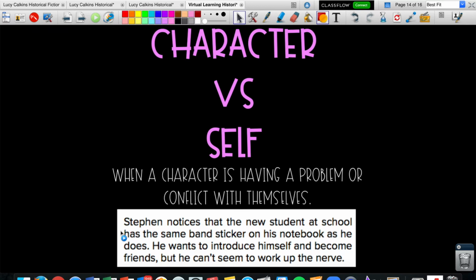Here's an example. Stephen notices that the new student at school has the same band sticker on his notebook as he does. He wants to introduce himself and become friends, but he can't seem to work up the nerve. So this character, Stephen, is just feeling that nervousness inside of him. No one else sees this conflict but himself. That's where the character versus self comes in. It can be herself or himself. With this one, Stephen is struggling to work up the nerve. He's nervous to go talk to that new student. So once again, character versus self is when they're having a problem or conflict within themselves and they have to make a choice.